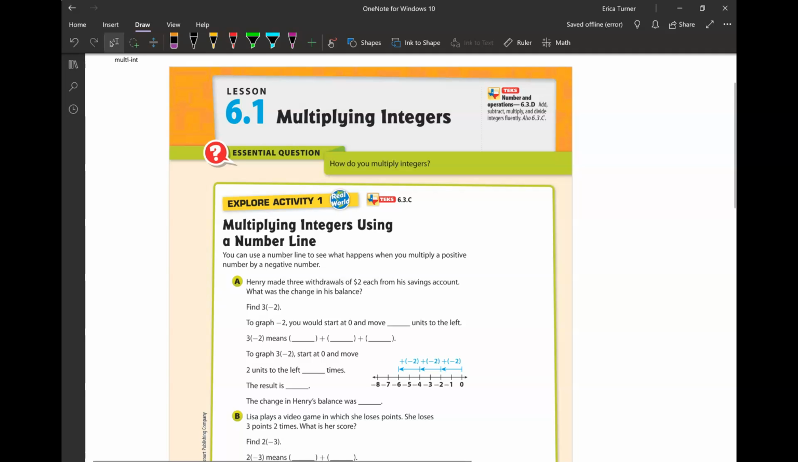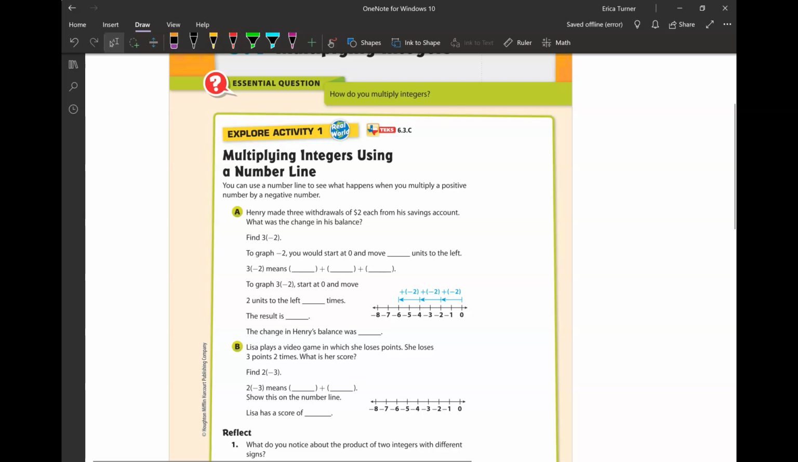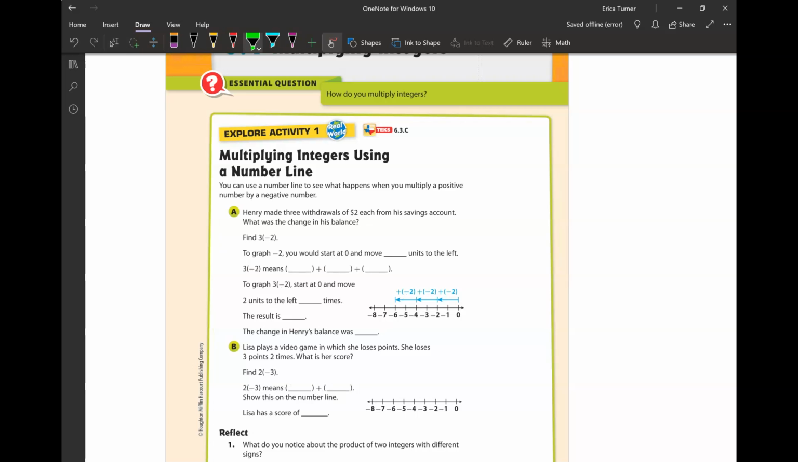So what's our essential question? How do you multiply integers? Multiplying integers using a number line. You can use a number line to see what happens when you multiply a positive number by a negative number. Part A says, Henry made 3 withdrawals of $2 each from his savings account. What was the change in his balance?